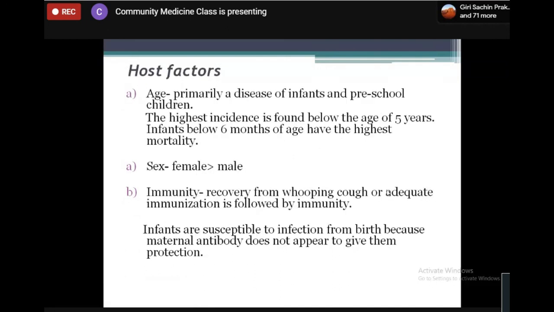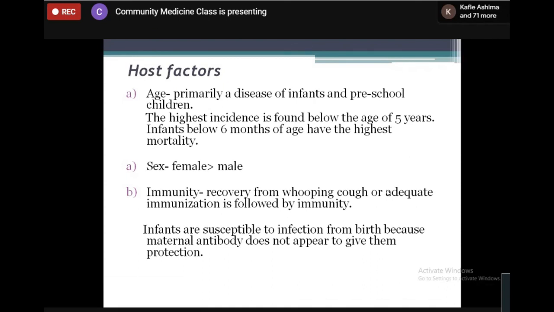So it's a disease of infants and preschool children. Infants means below 1 year old, and preschool children. The highest incidence is found below the age of 5 years, and infants below 6 months of age have the highest mortality. So here it's just the opposite.